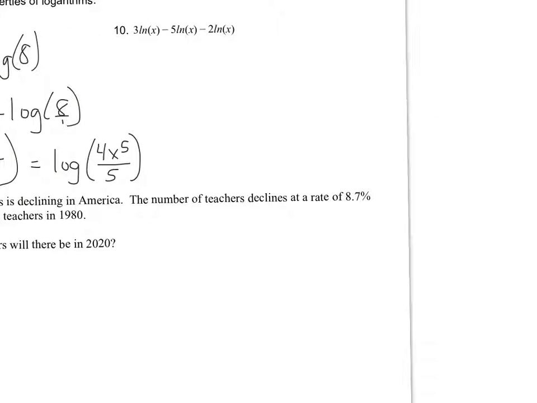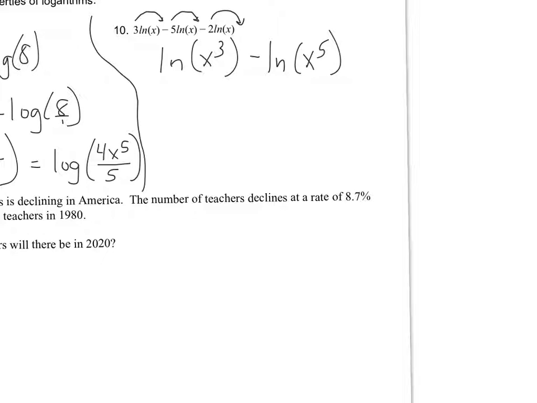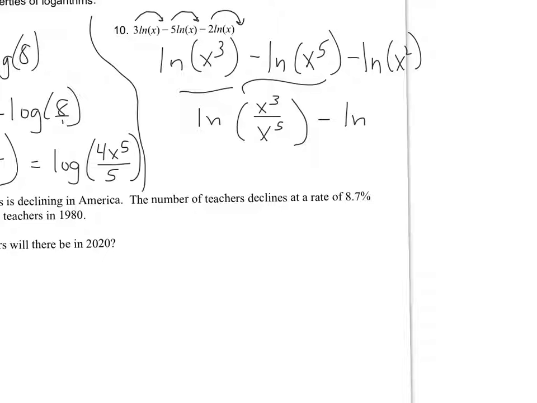Okay, this next one actually deals with the ln, or the natural log. So we'll take this 3, we'll put it up top. We'll take this 5, we'll put it up top. We'll take this 2 and put it up top. So this will give me ln x to the 3rd minus ln x to the 5th minus ln x to the 2nd. So these first 2, if I divide, I'll get ln x to the 3rd divided by x to the 5th, minus ln x to the 2nd.